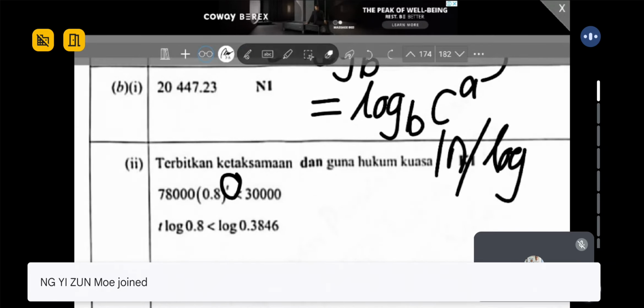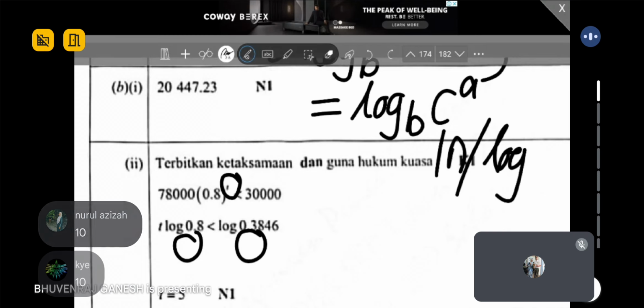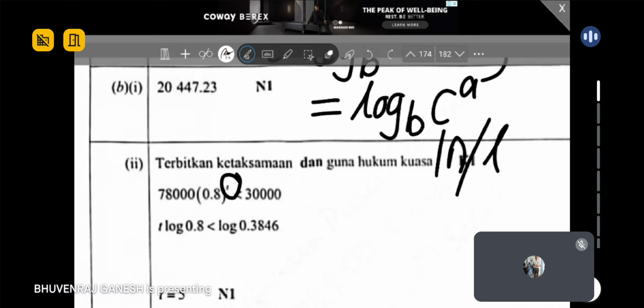Of course, if they never write the base, guys, may I know what's the base? Kalau mereka tak tulis apa-apa, dia adalah asas? Yes, 10. Selalu ingat, it's always base 10. So you can just press calculator. So T is less than.